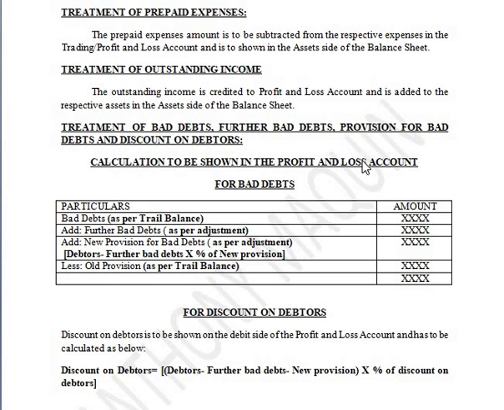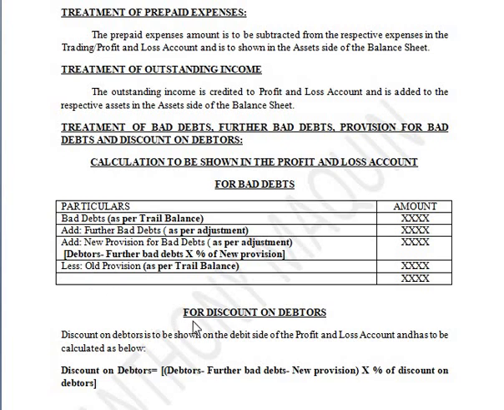So let me remind you again regarding the treatment of the bad debts in the profit and loss account. First of all, you take the bad debts as per the trial balance, then add further bad debts. This you get from the adjustment. Then you add a new provision for bad debts, as per the adjustment given in the problem. For the calculation of new provision for bad debts, we have to take debtors from the trial balance, then minus the further bad debts, then multiply by the percentage of new provision as given in the adjustment itself. Then you less the old provision, which you get from the credit side of the trial balance.